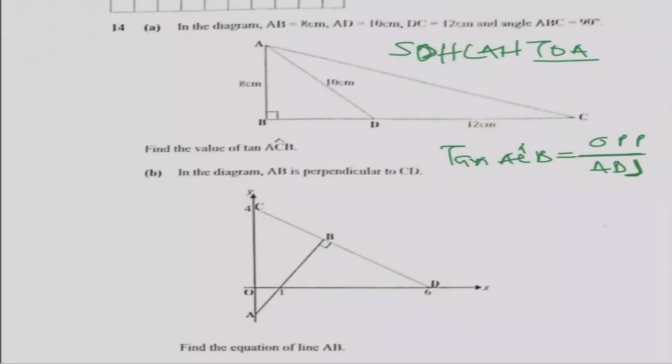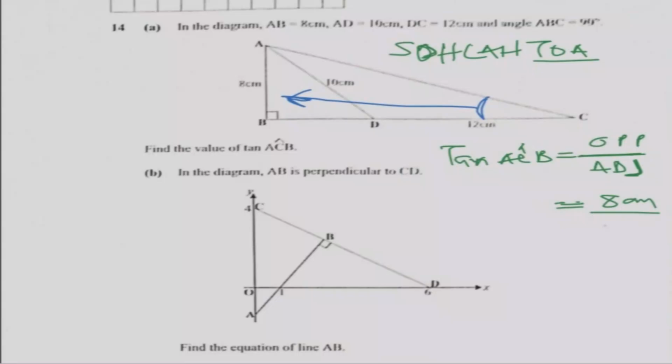For us to find the opposite and adjacent, first we need to identify the angle in question. The angle in question is ACB, that means this is the angle. First, let's look at the opposite. The opposite of this angle is this one. So the opposite is 8 centimeters. Where there is opposite, we write 8 centimeters over adjacent.